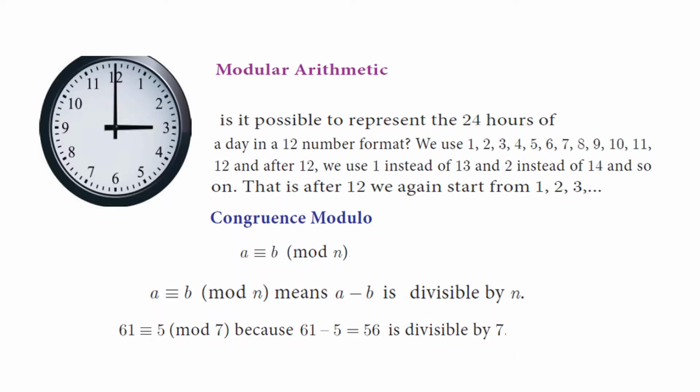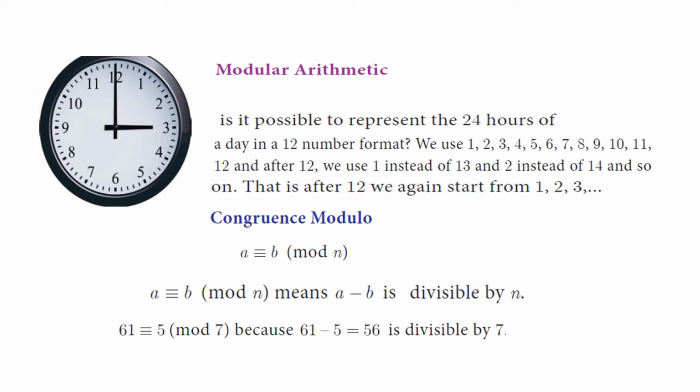Good morning students. Today we are going to discuss modular arithmetic. Here, is it possible to represent the 24 hours of a day in a 12-number format? Yes, we can use 1, 2, 3 up to 12, and after 12 we use 1 instead of 13 and 2 instead of 14 and so on. That is, after 12 we have to start from 1, 2, 3. The numbers wrap around only from 1 to 12. This type of wrapping around after hitting some value is called modular arithmetic.